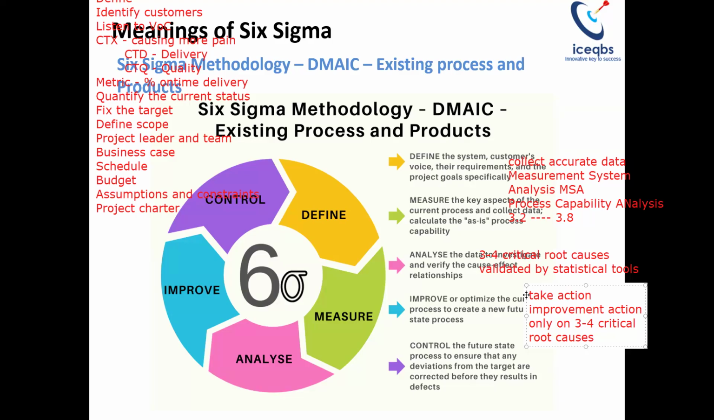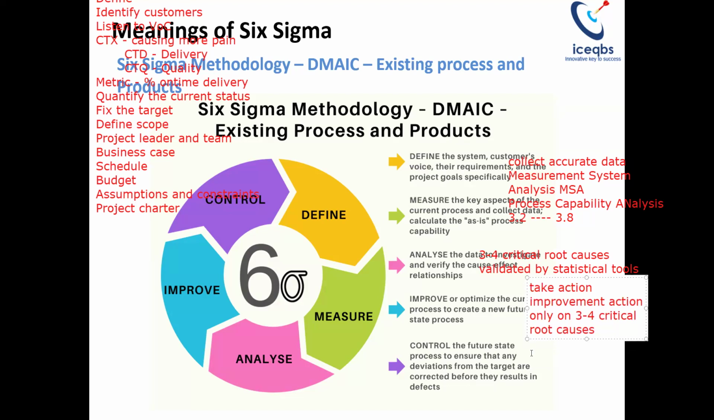But if you are going to do this as a Six Sigma project, then you are going to validate the root causes with the help of a statistical tool, and you are going to take action on the critical root causes so that permanent corrective actions are taken. Then, during the control phase, you are going to put in some control mechanism in place, to sustain the improvement.